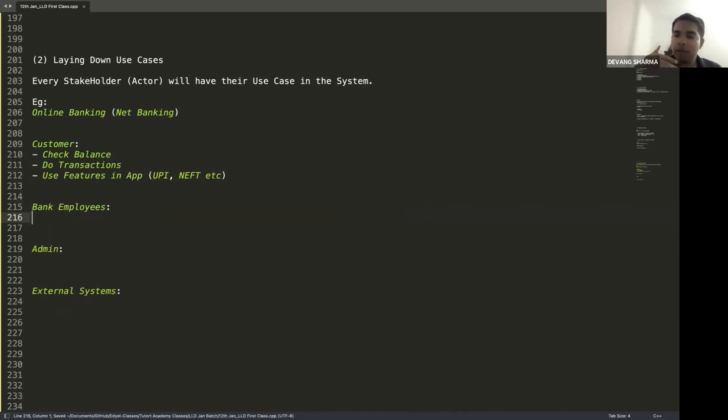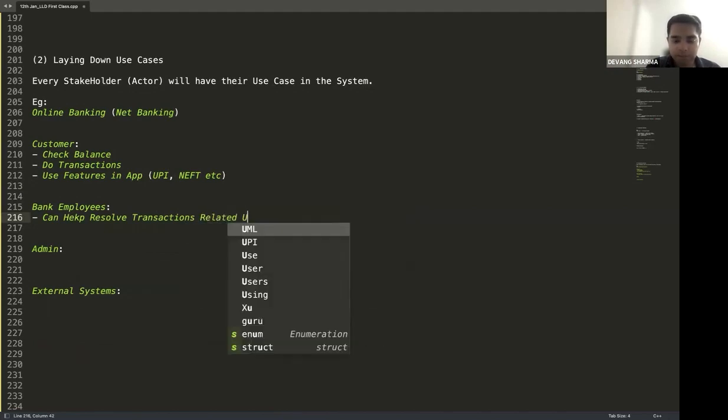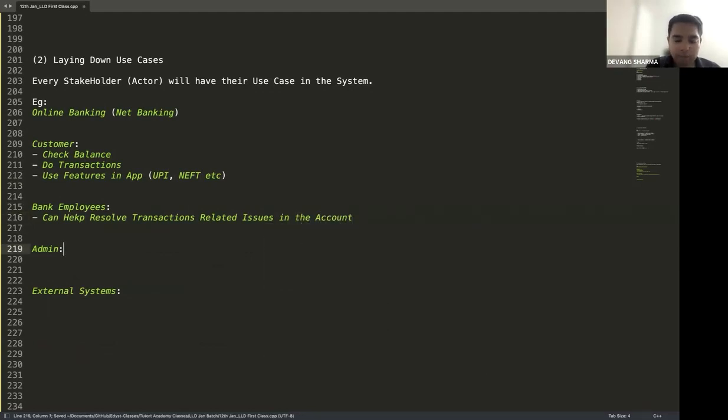Bank employees, since I divide into admin versus non-admin, this is what I'm referring to as non-admin: they can help resolve transaction related issues in the customer account. When we talk about admin, admin can lock or unlock a particular account. Only a few employees in the bank would have the access to lock or unlock the account. Those we call admin privileges. This part clear? Not all the employees would have the access, only a few specific people. All agree?